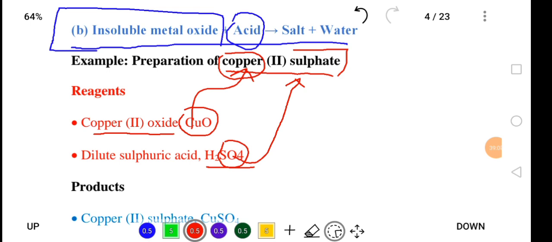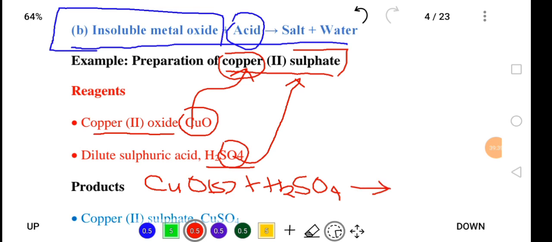Therefore, when we increase temperature on sulfuric acid, we are going to increase the rate of effective collision between the particles of copper 2 oxide with that of an acid. Therefore, we are going to say copper 2 oxide in solid state will start reacting with dilute sulfuric acid, and the products will be copper 2 sulfate plus water.